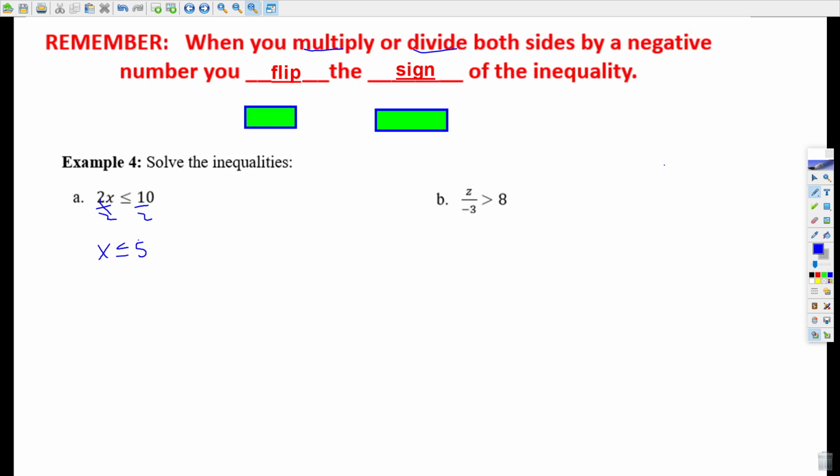Part B, we have z divided by negative 3 is greater than 8. If we want to get rid of the negative 3, we would have to multiply, in this case, both sides. So I'm just going to put it down here. We would have to multiply both sides by negative 3. And as soon as you multiply by a negative, right up here, if you multiply or divide both sides by a negative number, you have to flip the sign. So this sign in here will now become a less than sign. These cancel out. So z is less than 8 times negative 3, which is negative 24. And that's your answer.